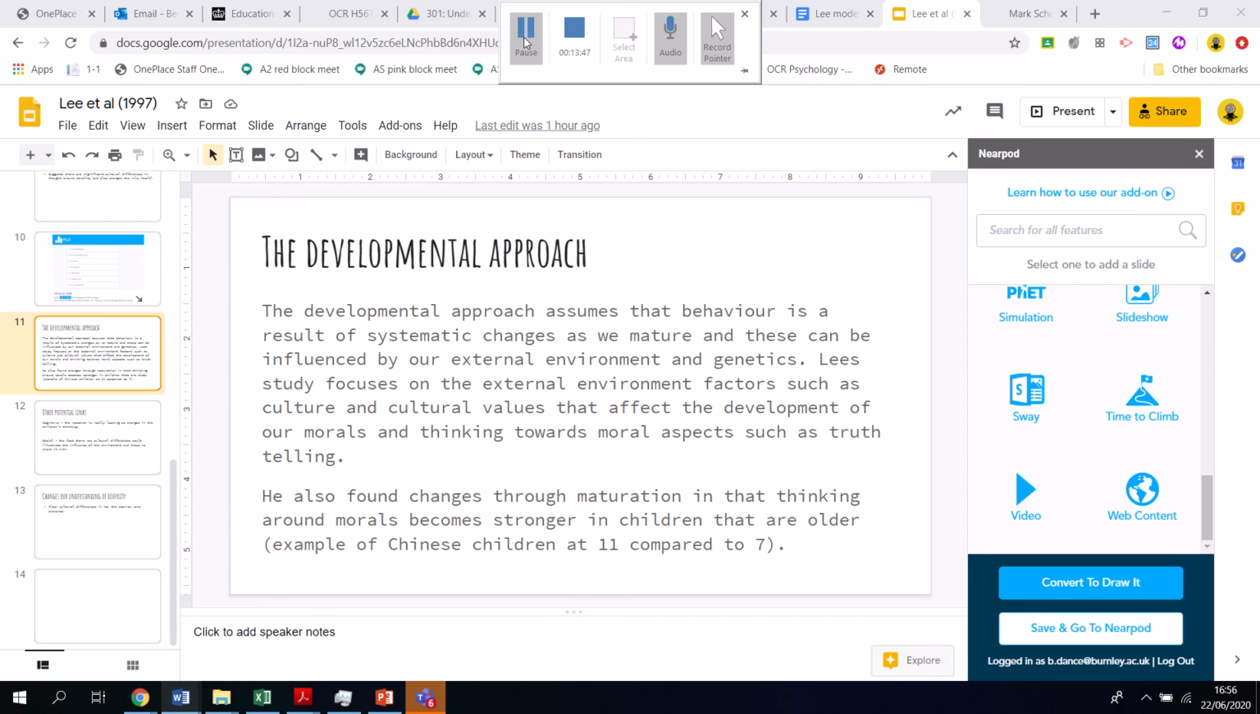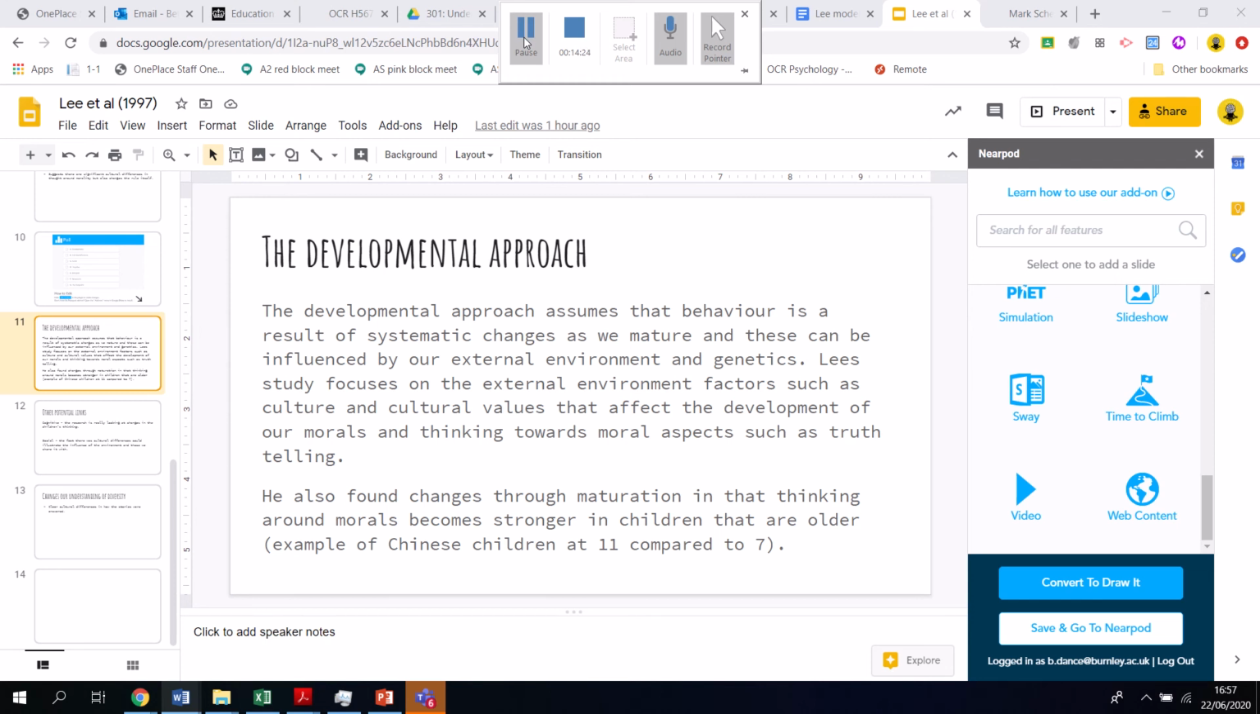So it links to the developmental approach because the developmental approach assumes that behaviour is a result of systematic changes as we mature, and these changes can be influenced by things like our external environment or genetics, and Lee's study does focus on that external environment factor through looking at culture and cultural values, and also found that there are changes in maturation of thinking. So morals become stronger in children that are older. So if you look at the Chinese children at age 11 compared to age 7, they've then developed a more complex set of reasoning skills than they had at age 7.